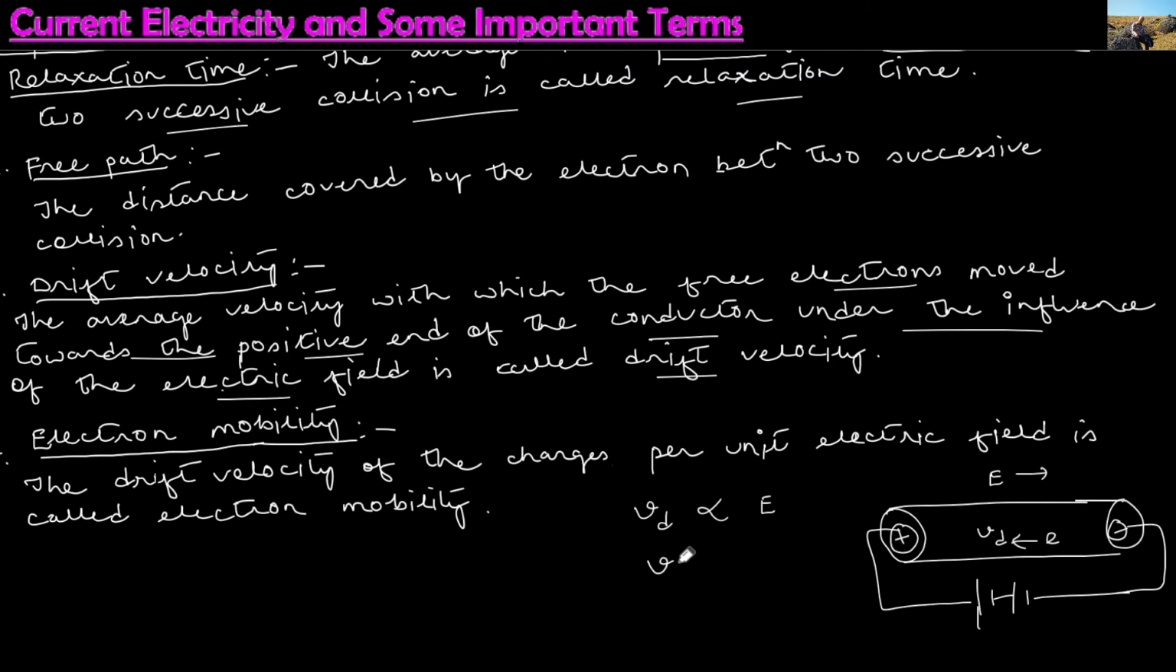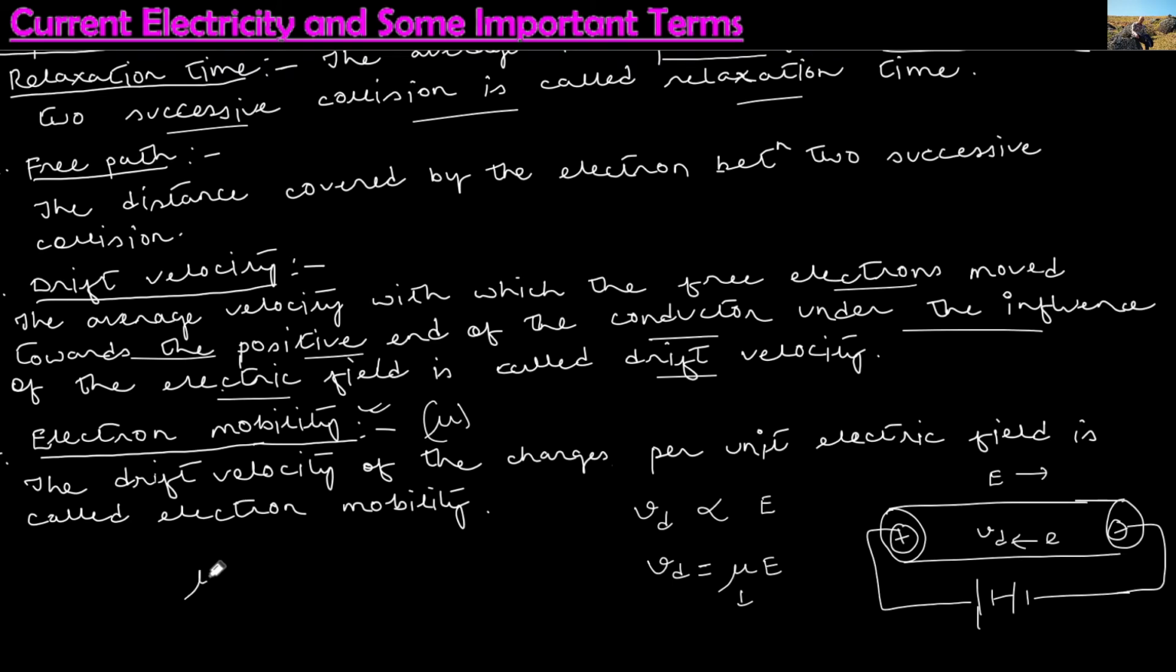So from here we can come to the conclusion that if we remove this proportionality sign, we replace it by a constant of proportionality. This constant of proportionality is what we define as our electron mobility. So what is electron mobility?